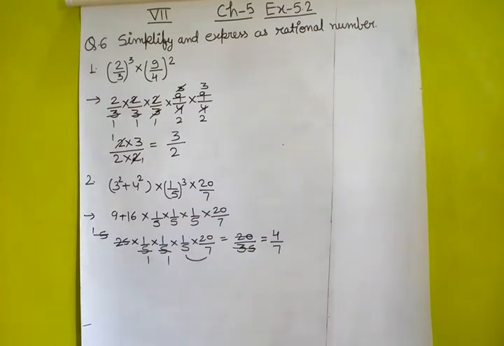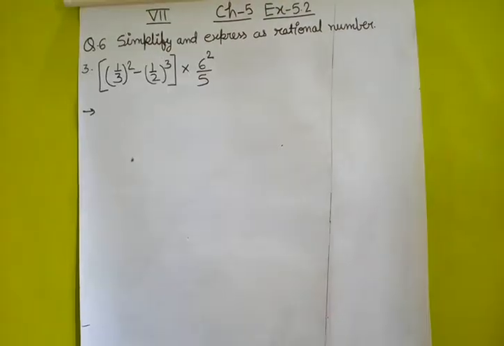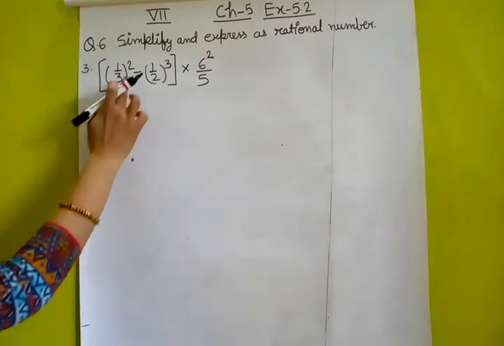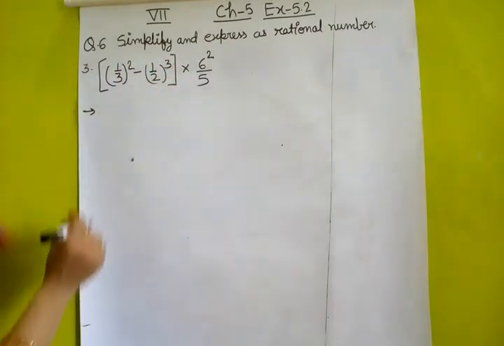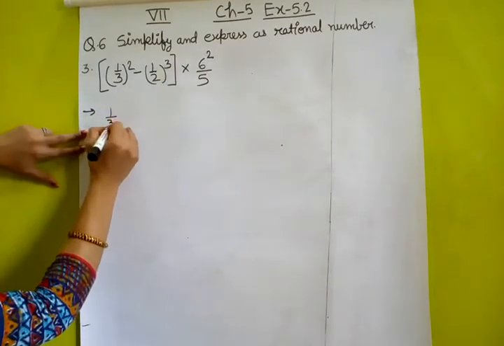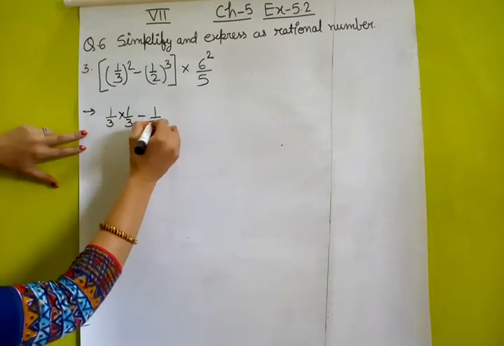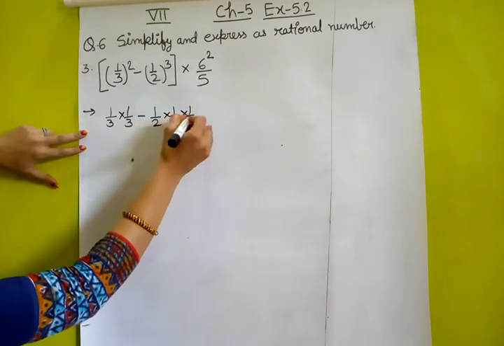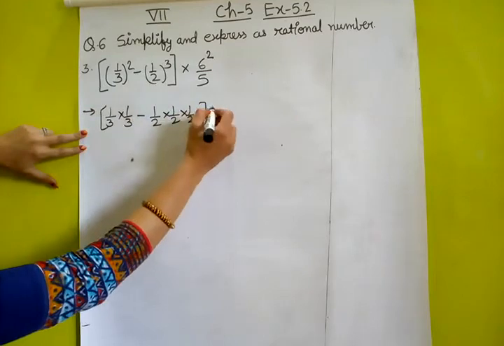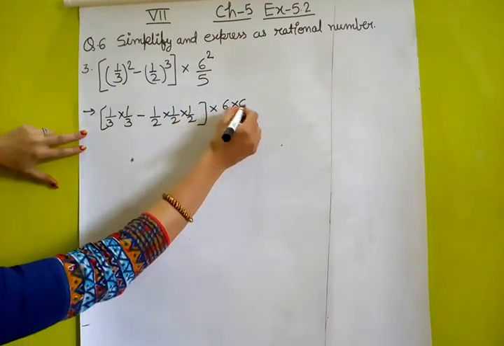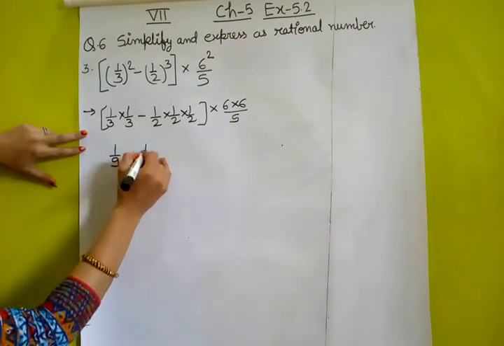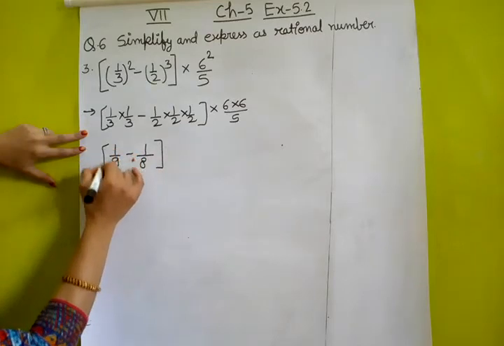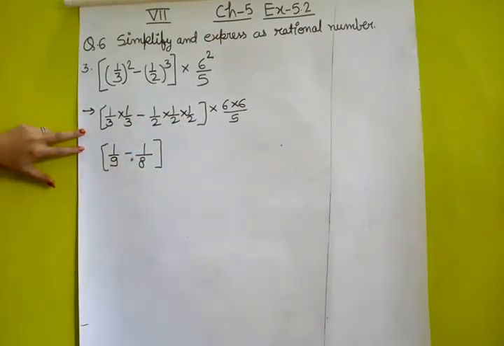Now next part of question number 6. Students, now part 3, (1/3)^2 minus (1/2)^3 multiply 6 square upon 5. So first of all students, this 1 upon 3 multiply 1 upon 3 minus 1 upon 2 multiply 1 upon 2 multiply 1 upon 2. This 6 square students, you can write 6 multiply 6 and downside 5 is given. Now 3 multiply 3 students, this is 9. And when you multiply 2 multiply 2 multiply 2, it will be 1 upon 8.